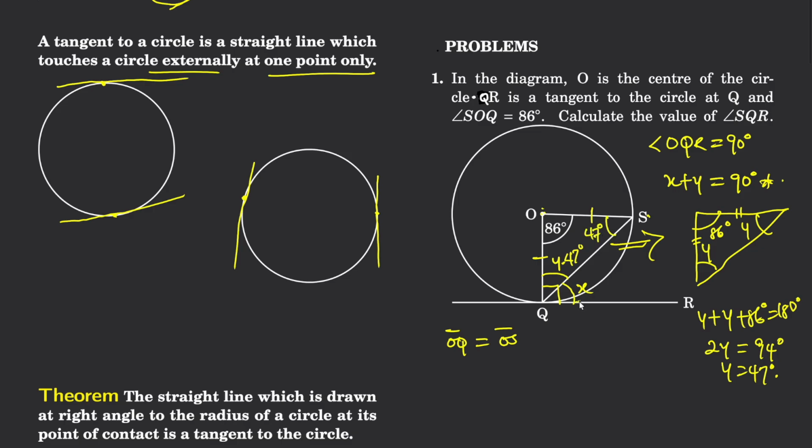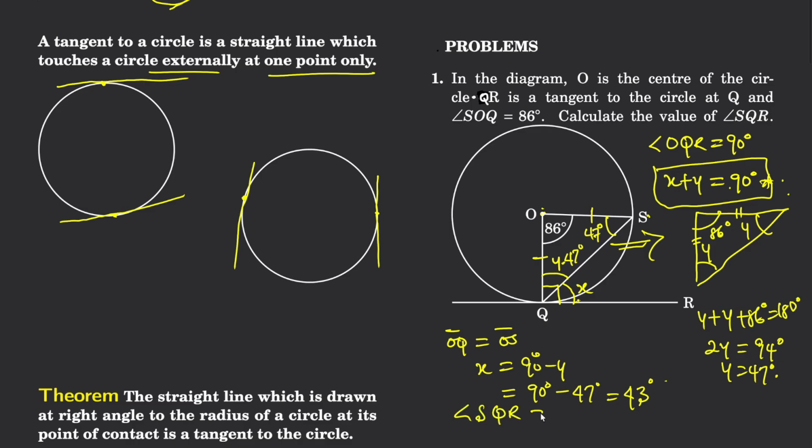How do we find x? Recall here that we said that x plus y is equal to 90 degrees. These are complementary angles. So we can say that x is equal to 90 minus y, by making x the subject of the formula. So we have 90 degrees minus 47 degrees. That is equal to 43 degrees. So we can say that angle SQR is equal to 43 degrees.